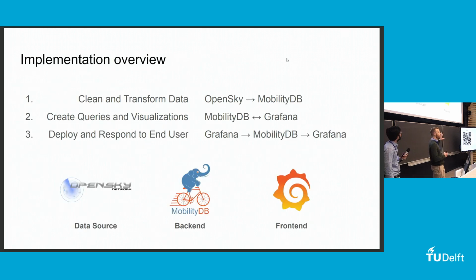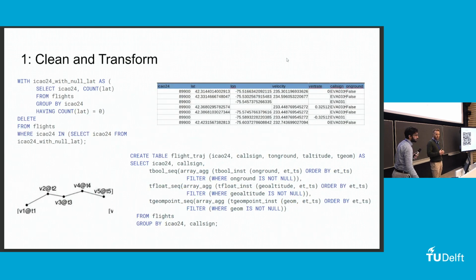So a bit of an overview of what we went through: 3 major steps. Cleaning and transforming data, creating and designing our queries and visualizations, and then finally deploying to the end user. Yeah, and let's get into it. So in the clean and transform step, really the big piece here is on the left.